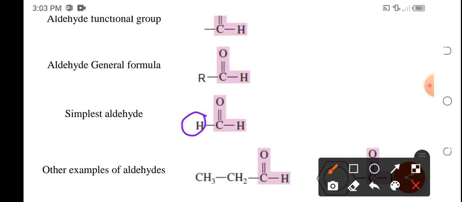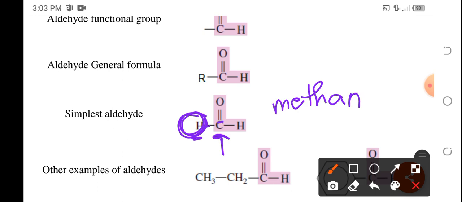The simplest aldehyde does not have any other carbon aside from the carbonyl carbon. So the remaining bond is allotted to a hydrogen. So hindi siya series of carbon atoms. With one carbon atom present in this structure, it should be meth-, methane because of one carbon atom, but this is methanal. All aldehydes will end with -al.